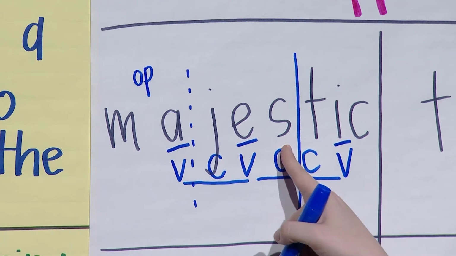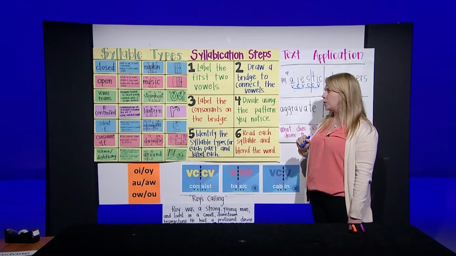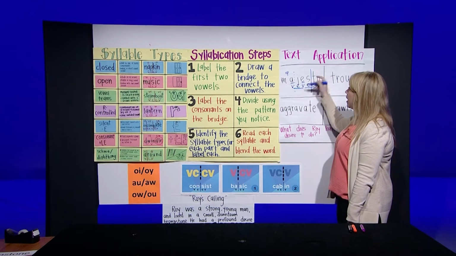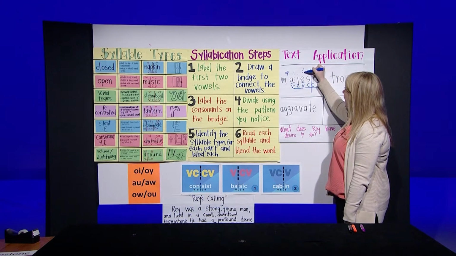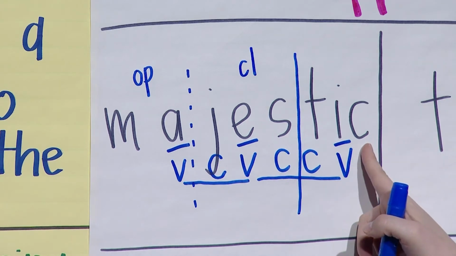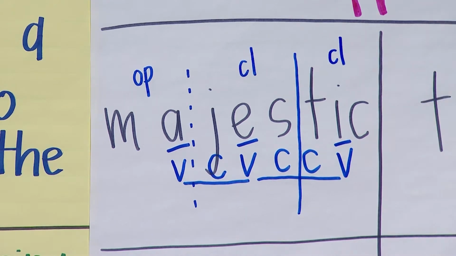J-E-S. This syllable ends in consonant S, and we just reviewed on our anchor chart that closed syllables end in one or more consonants. So here's my consonant, so I'm going to label this CL for closed. Moving right along to my last syllable, what do I notice? I also see that this ends in consonant C. So I'm going to label that CL for closed as well.